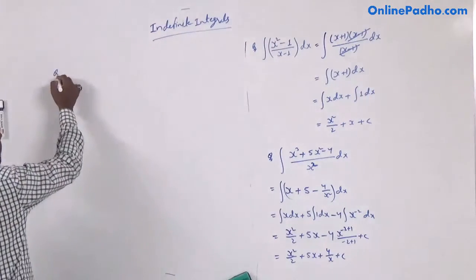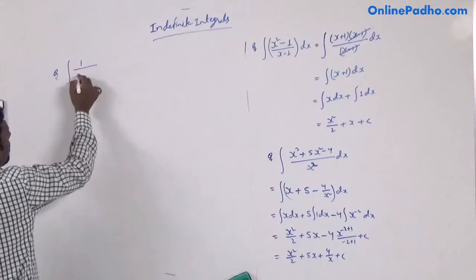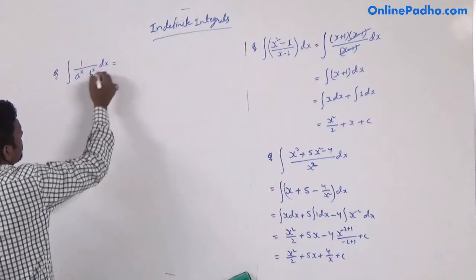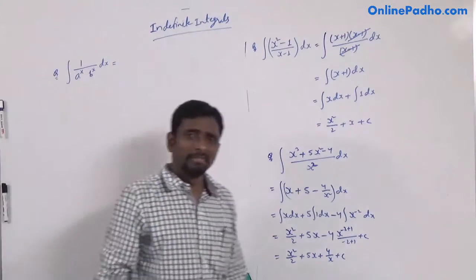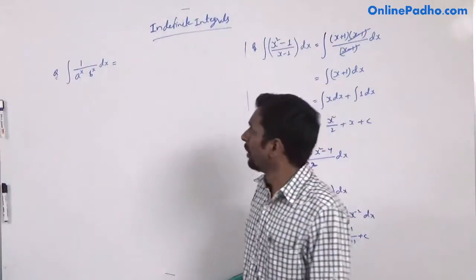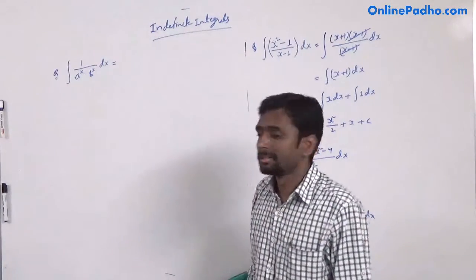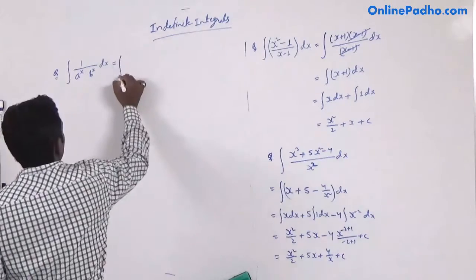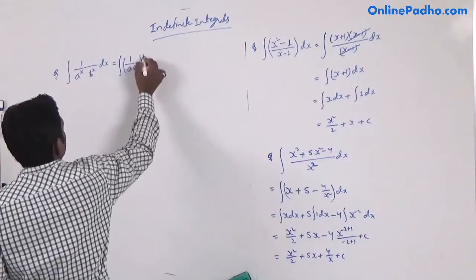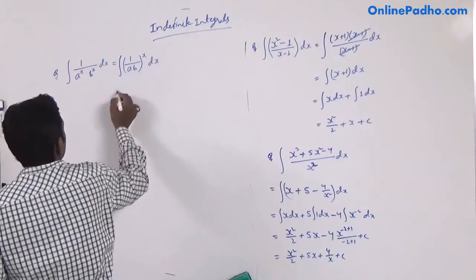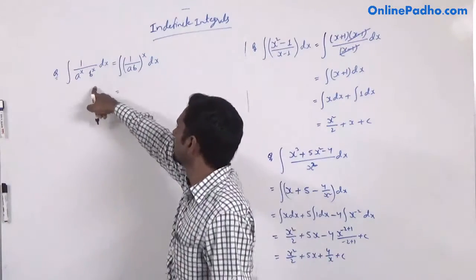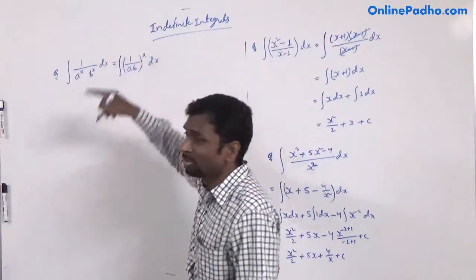For example, if we have integration of 1 by a to the power x multiply b to the power x, how can we integrate this function? We need to write it as 1 by ab to the whole power x with respect to x. Right? We can write 1 by a to the power x multiply b to the power x dx is equal to 1 by ab to the whole power x.